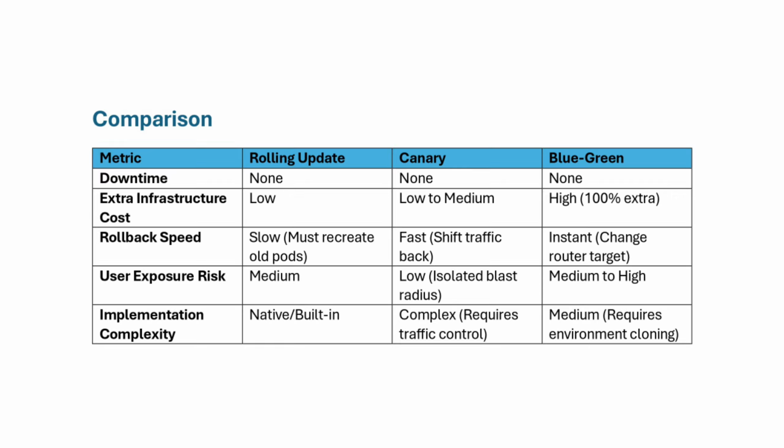Metric, rollback speed. In rolling update it is slow, it recreates old pods with the new version ones. In Canary it is fast, shift traffic back. In blue-green it is instant, change router target. Metric, that is user exposure risk. In rolling update it is medium. In Canary it is low, isolated blast radius. In blue-green it is medium to high.